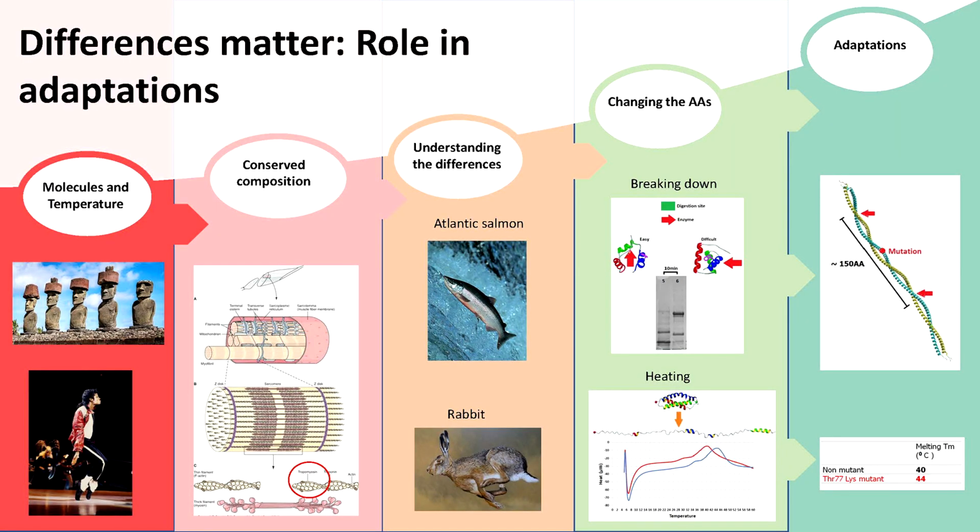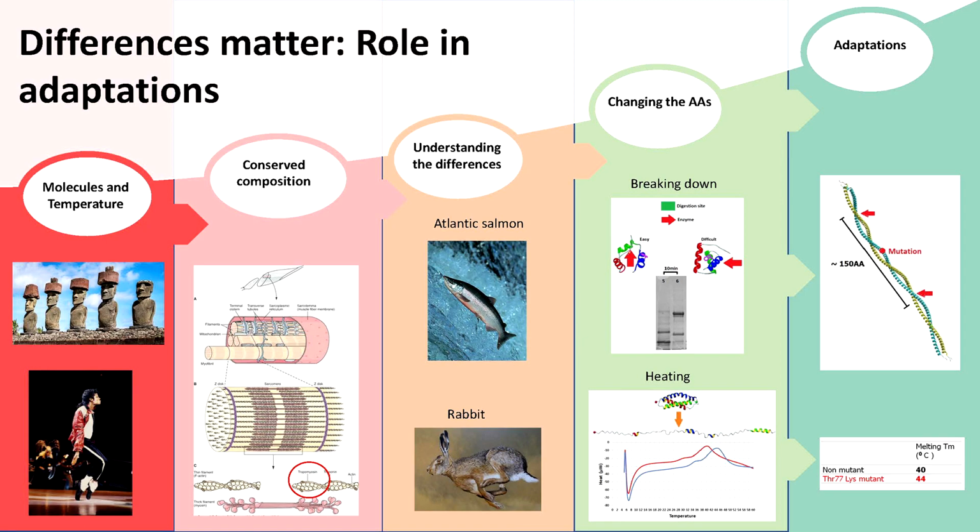So, if we compare the molecules at low temperature in terms of flexibility, it will be like the Easter Island statues compared to Michael Jackson. In order to understand these functions, we have selected the muscle because it's constantly on the move, and these proteins are a very good example. So we have chosen tropomyosin, which is a regulatory protein, and we want to understand how tropomyosin is capable of maintaining its flexibility at lower temperatures.